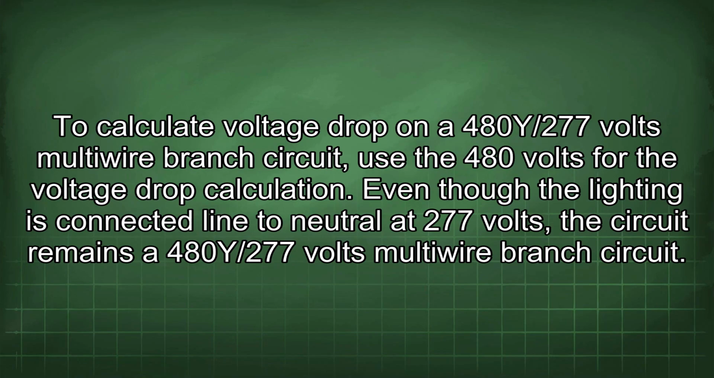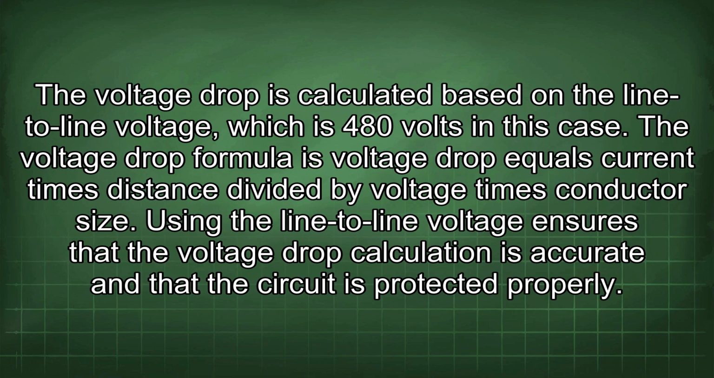To calculate voltage drop on a 480Y/277 volts multiwire branch circuit, use the 480 volts for the voltage drop calculation. Even though the lighting is connected line to neutral at 277 volts, the circuit remains a 480Y/277 volts multiwire branch circuit. The voltage drop is calculated based on the line-to-line voltage, which is 480 volts in this case.